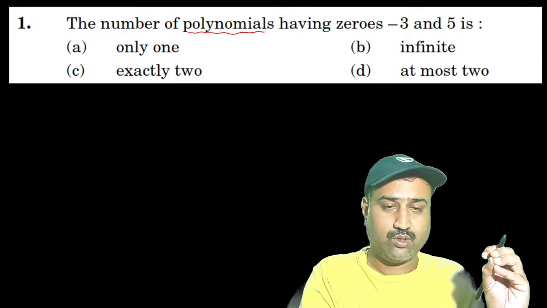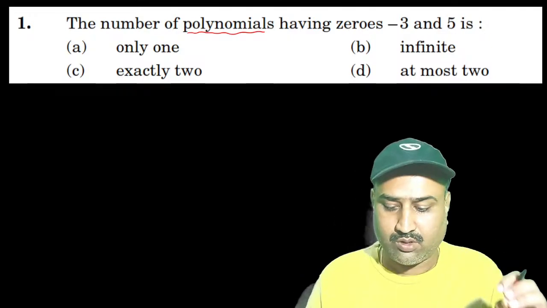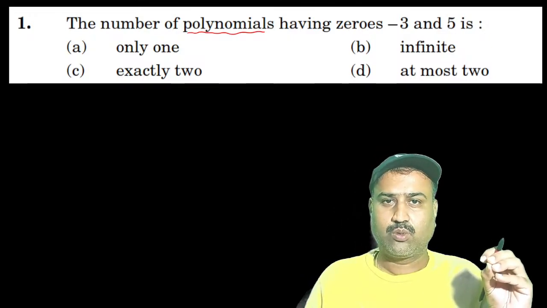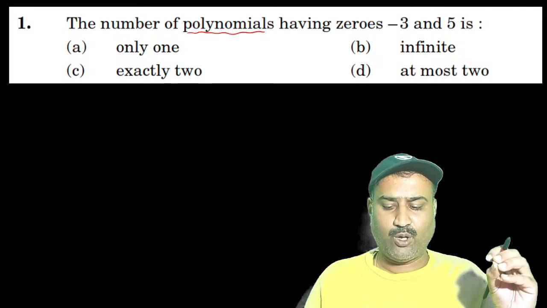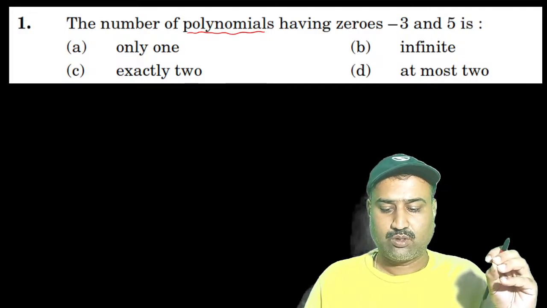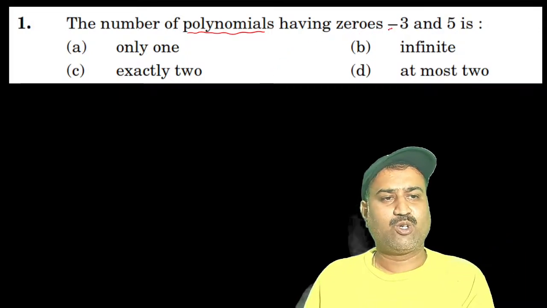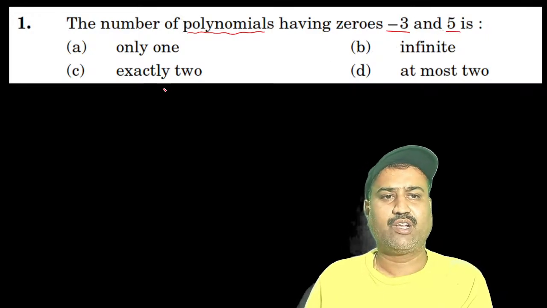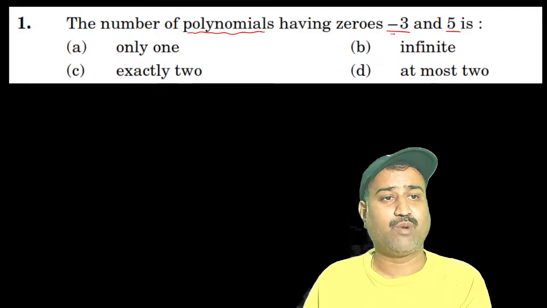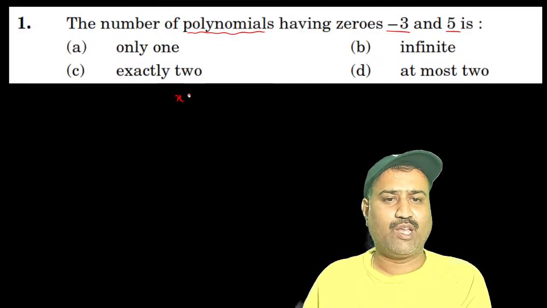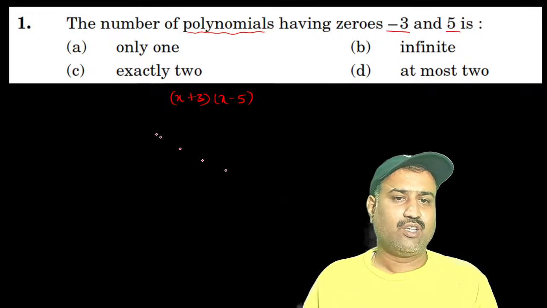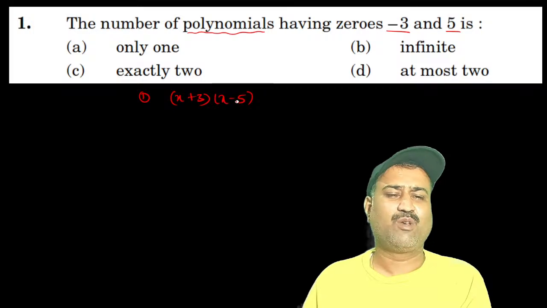Now, the first question is from polynomial topic, right? The number of polynomials having zeros minus 3 and 5. We can find one polynomial, for example, x plus 3 into x minus 5, right? This is one polynomial, the first polynomial. If I simplify it, it's a polynomial.